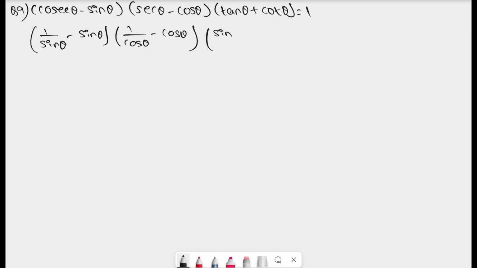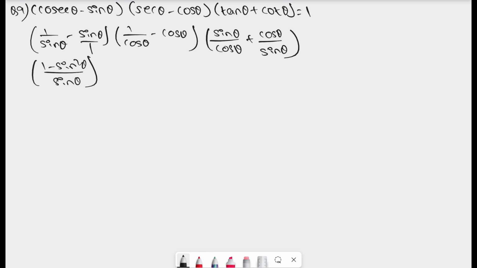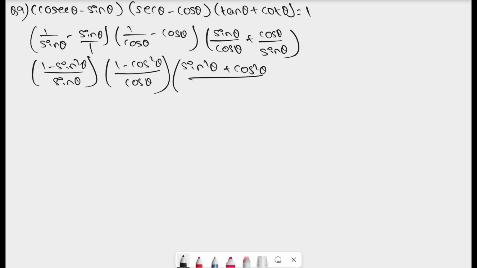So we'll get sin theta by cos theta plus cos theta by sin theta. So here we can write it as 1 minus sin square theta by sin theta, because here we'll be taking the LCM, so we'll get 1 minus sin square theta, and here we'll get 1 minus cos square theta by cos theta, into here also we'll take the LCM, we'll get sin square theta plus cos square theta by cos into sin.